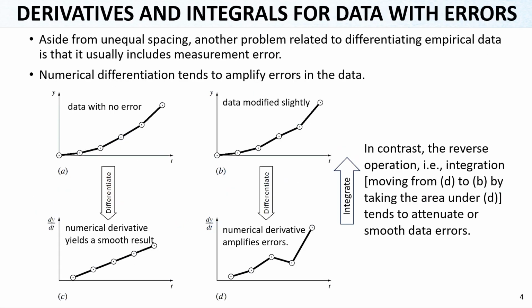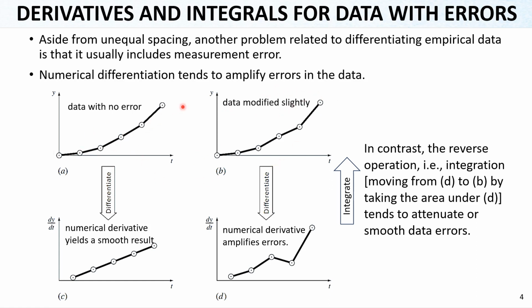In this slide, we will see the derivatives and integrals for data with errors. Aside from unequal spacing, another problem related to differentiating empirical data is that it usually includes measurement errors, and numerical differentiation tends to amplify errors in the data. So let's think that we have data here with no error, for instance. But on the right hand side, we have data with some errors. You can see there are some oscillations instead of a smooth curve. So this slightly modified data means there are errors in the data.